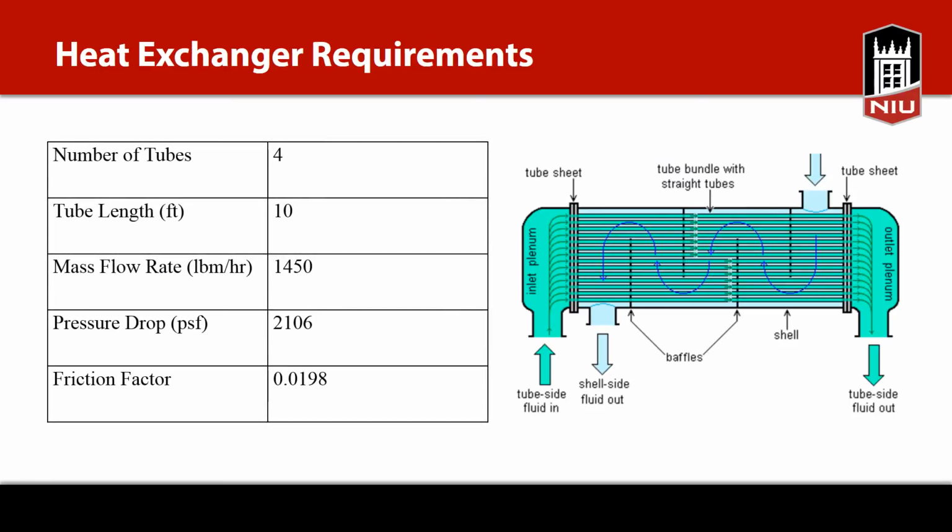This system requires a shell and tube heat exchanger that transfers heat between the ground loop and the refrigerant loop. This heat exchanger requires 4 tubes that are a length of 10 feet each that can handle a mass flow rate of 1,450 pound mass per hour. The heat exchanger has a head loss of 34.6 feet. This was determined using the Shaw method in MATLAB.